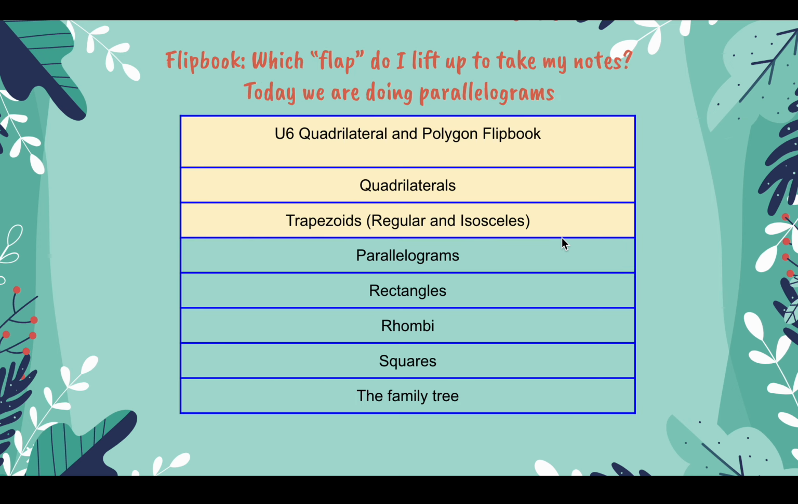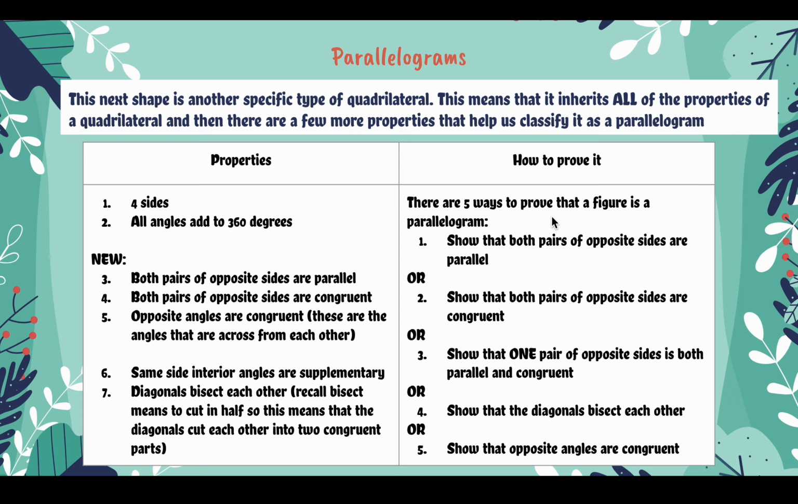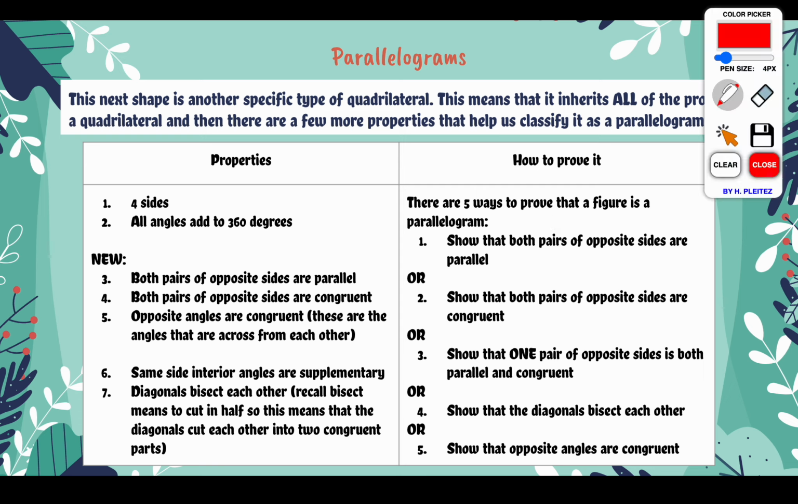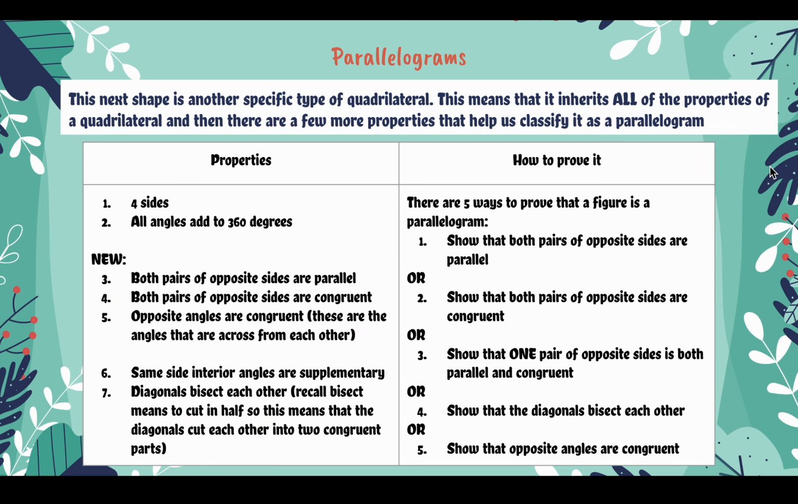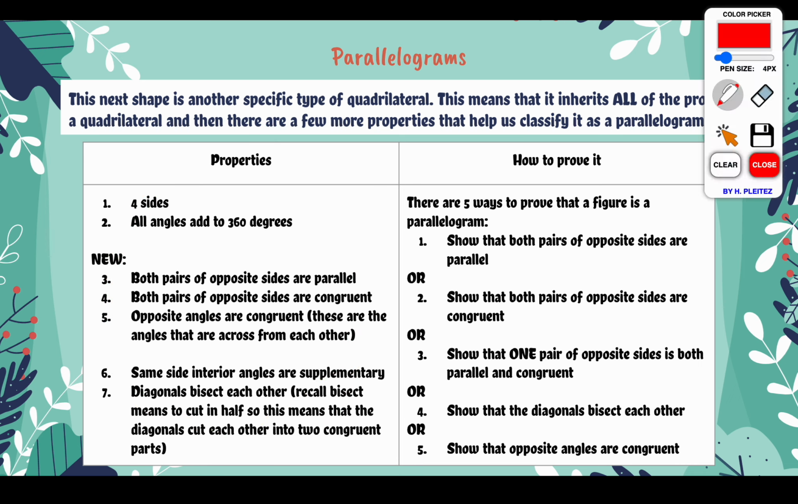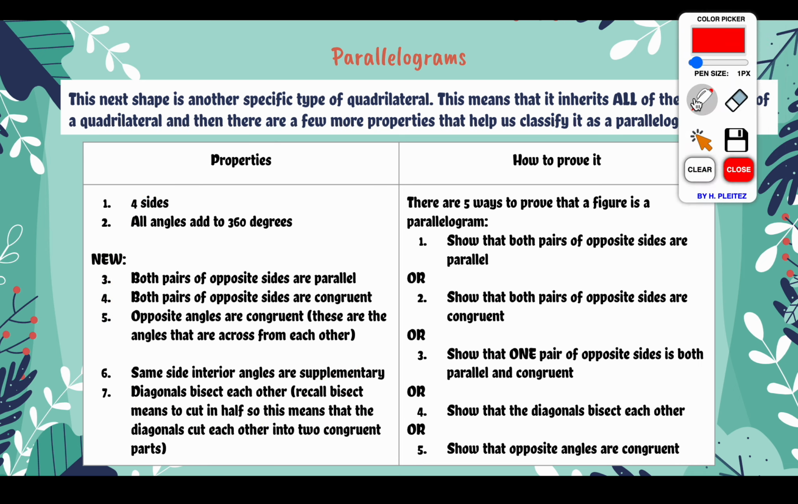So you want to make sure you're lifting up the first three flaps. We're still writing in the parallelograms tab of this. So you should have the title, quadrilateral, and the trapezoids tabs all lifted up as you take notes. We already have these properties and we should already have pictures drawn down. This should already be done. If this is not done in your flipbook, you need to go back to the other video to make sure you have everything included, because we don't have any pictures for this portion in this video.